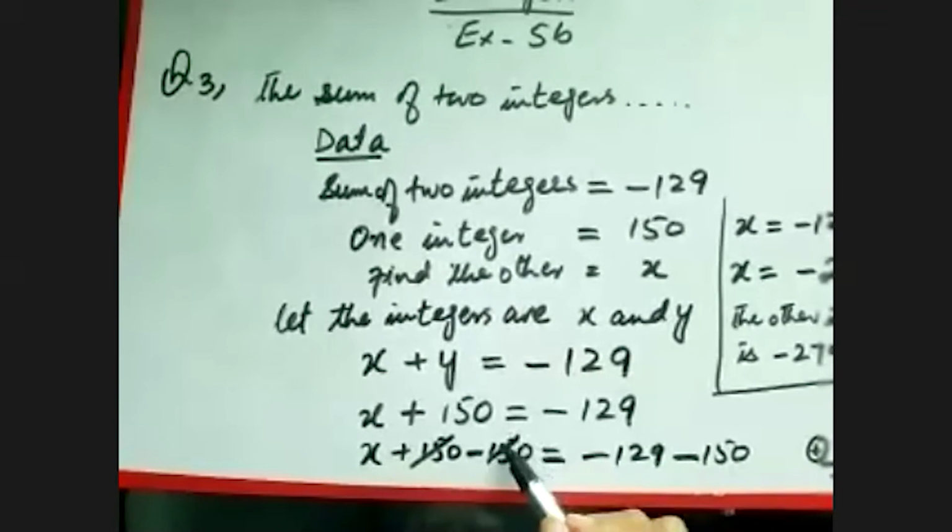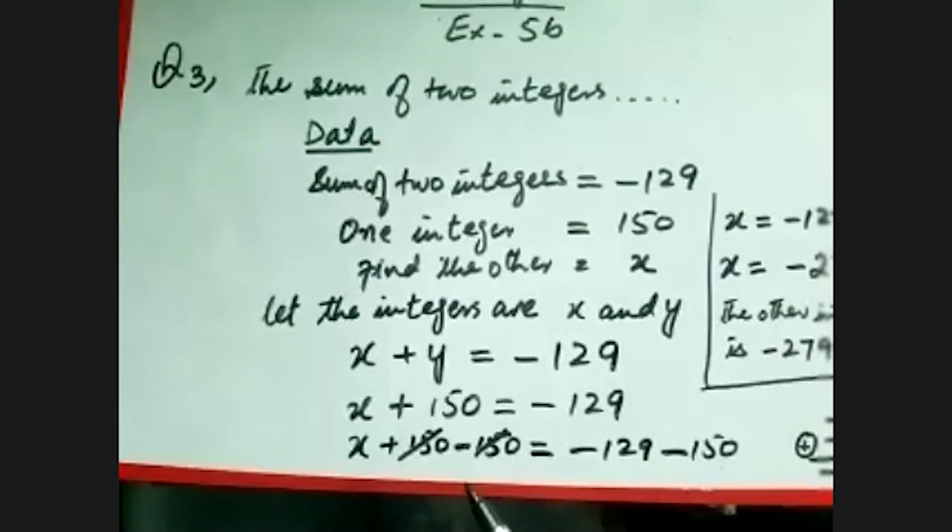Then to move 150 towards the right hand side for the solution, you have to cross it with the opposite sign.